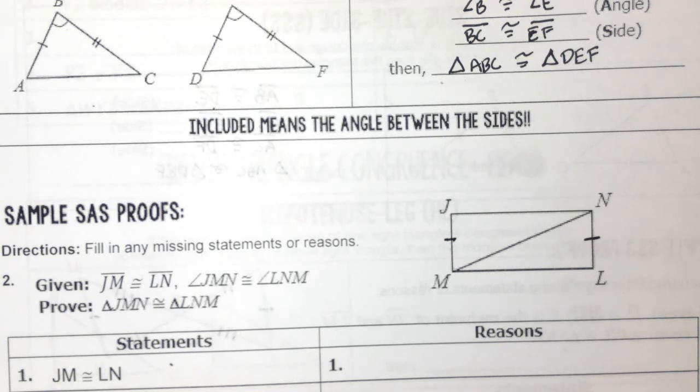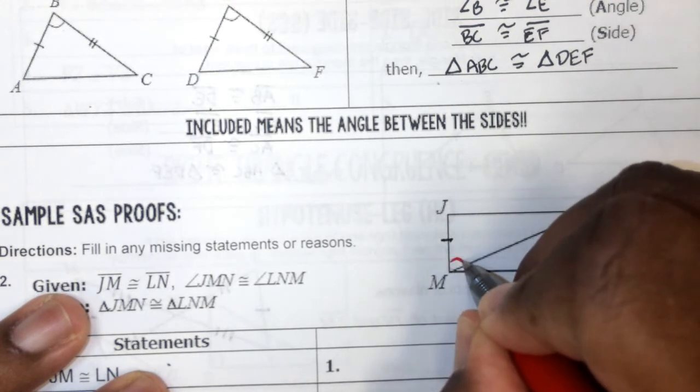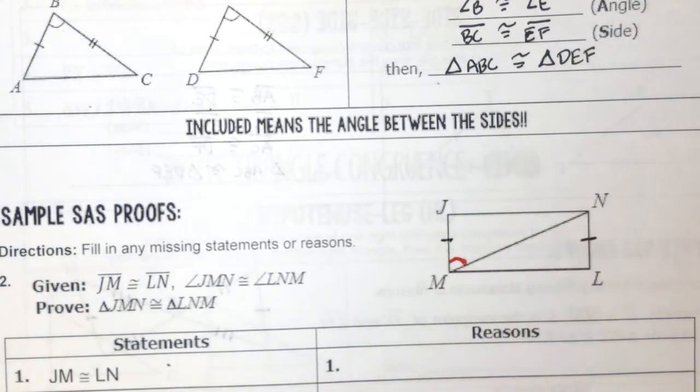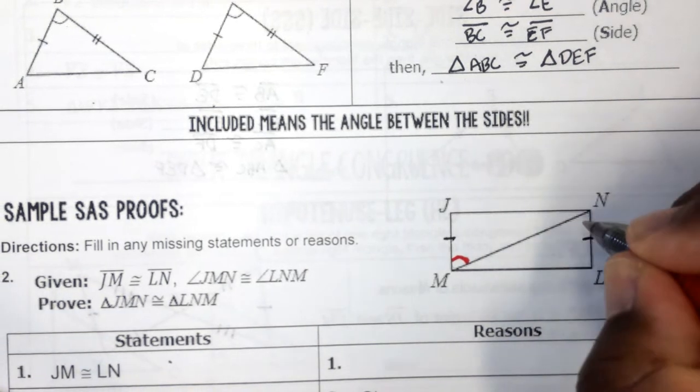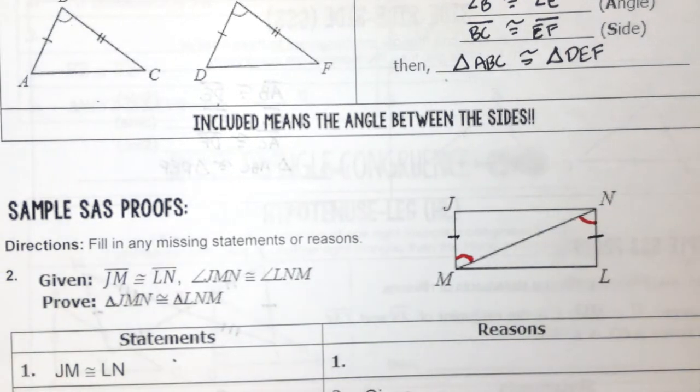Angle JMN. Find that angle and mark it correctly. JMN, the middle letter is where the angle actually is. The other two are just guides. JMN is this angle right here. And then angle LNM. LNM, middle letter is where the angle actually is. The other two letters are just guides. LNM, that angle right there. They told me to mark those congruent. Alright. From there, I'm going to read through my proof, get the rest of the stuff, and figure it out.